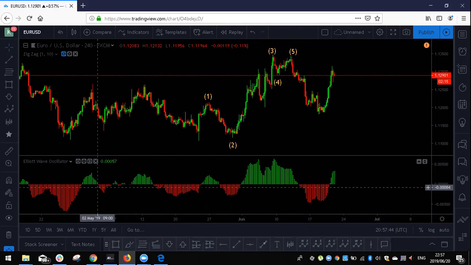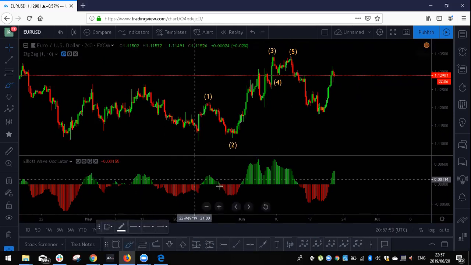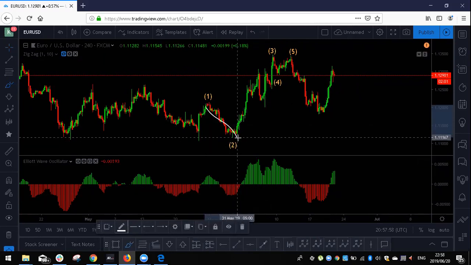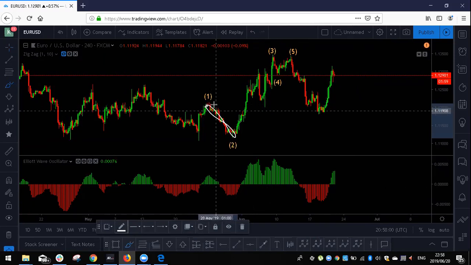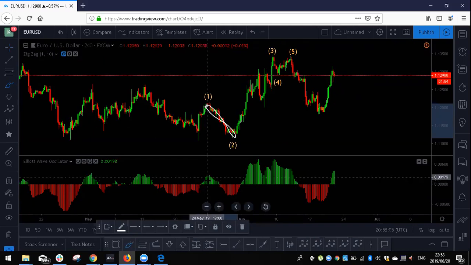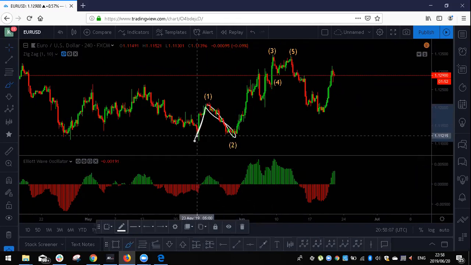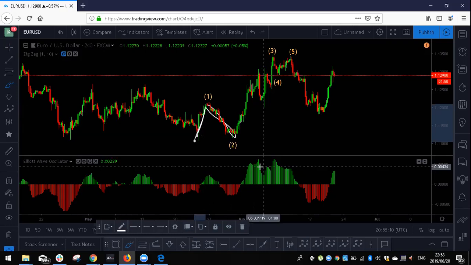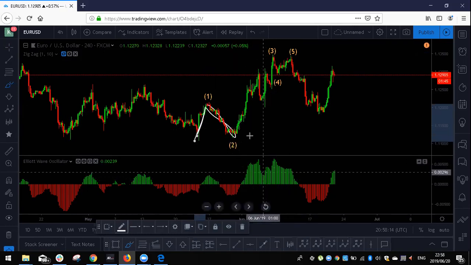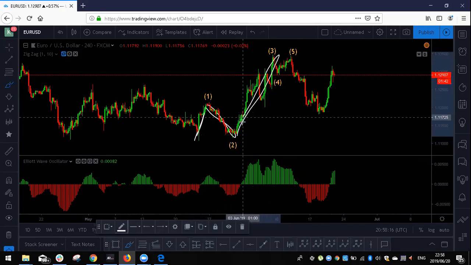You see, when you put in the MACD or this Elliott Wave Oscillator, where it's red, it means it's a corrective structure, which is correct. Wave 2 is a corrective structure. Where it's green, wave 1 is an impulse move. So that's another confirmation. This is also green and it's a big green, which means this whole thing is wave 3.